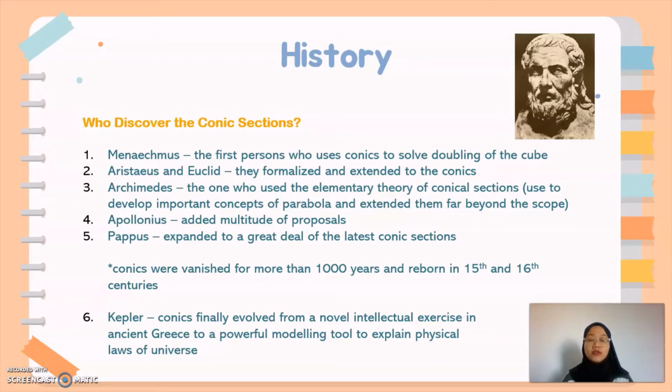Next is Apollonius, who added a multitude of propositions, and then Pappus, who expanded a great deal on conic sections. After that, conics vanished for more than 1,000 years and were reborn in the 15th and 16th centuries. Last is Kepler, where conics finally evolved from a novel intellectual exercise in ancient Greece to a powerful modeling tool to explain the physical laws of the universe.